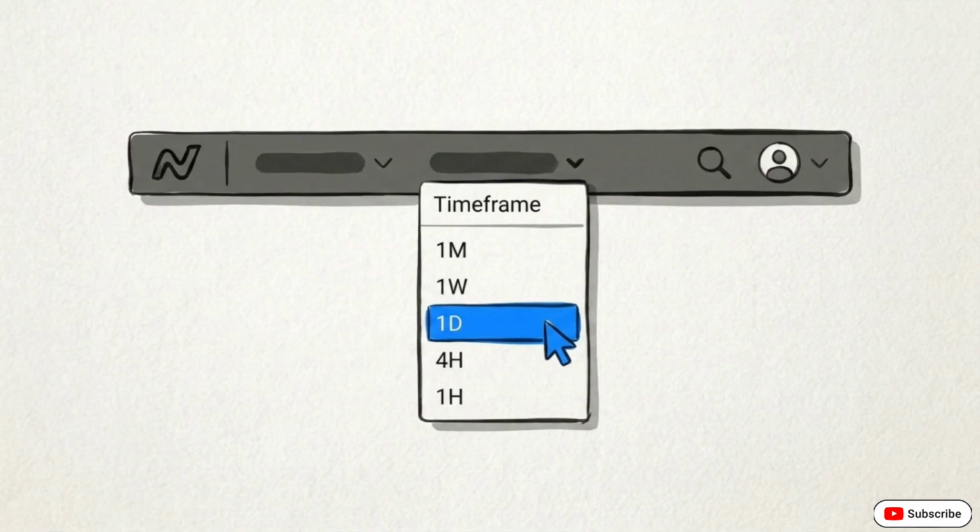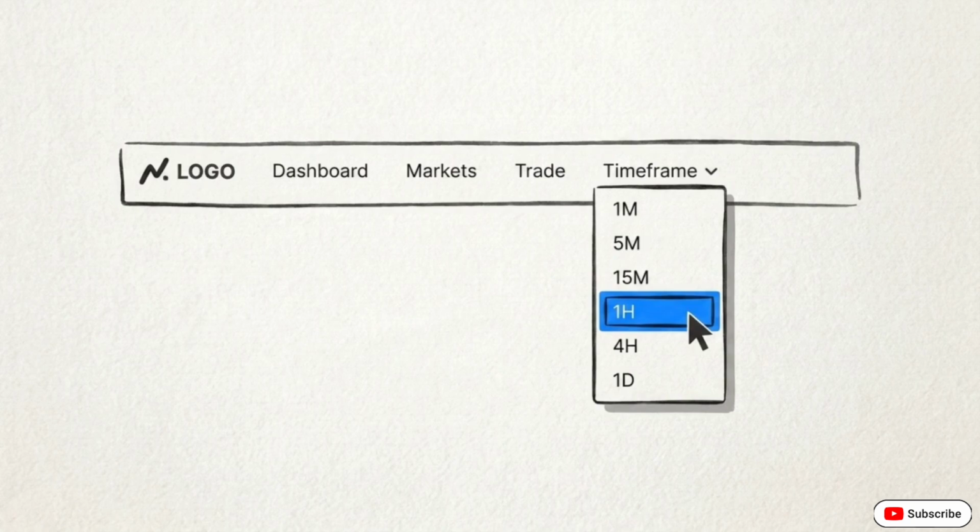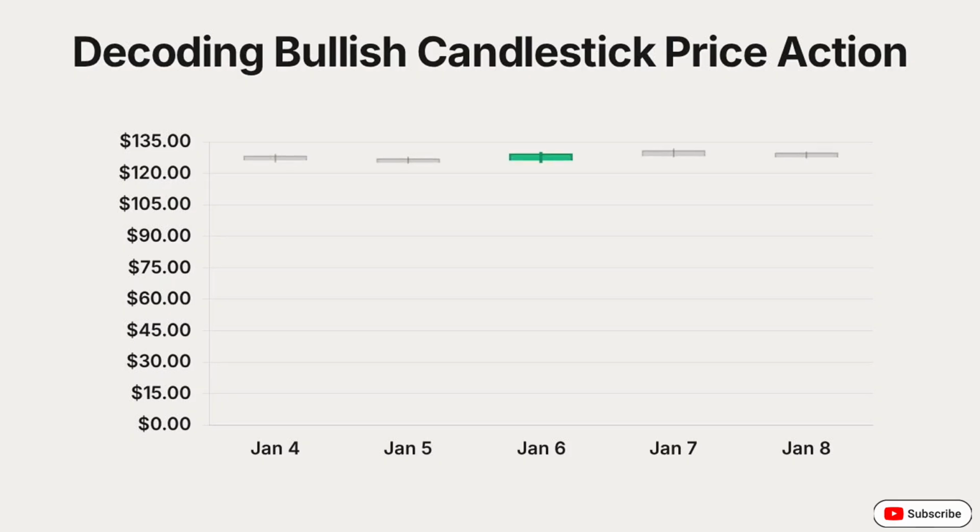On your chart, check the time frame selector. If it shows 1D, every candle represents 1 day of trading. If you switch it to 1H, each candle represents a single hour. You can find exact data for any candle by checking the bottom and right scales.